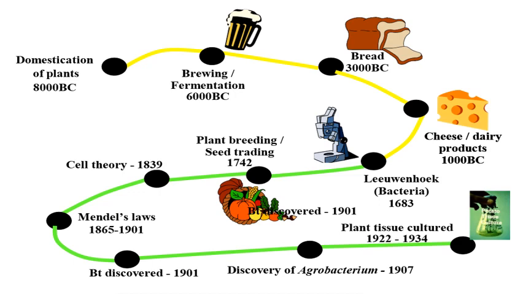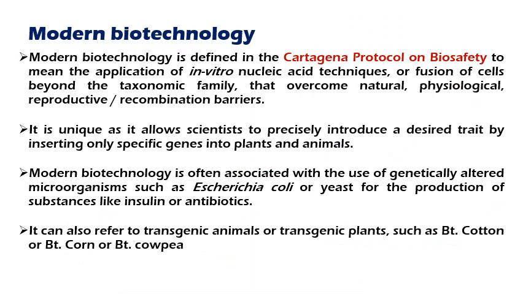Like I said, traditional biotechnology has been on for ages. Domestication of plants started around 8,000 years before the birth of Christ. And you go on, you can say by 3000 BC, you have bread production. The Egyptians were very good at that. Cheese production, plant breeding, the work of Gregor Mendel, the father of genetics, who came up with the laws of inheritance, independent assortment, and the law of segregation. They have the discovery of the Bt gene, which is from an organism called Agrobacterium tumefaciens, which is a natural plant genetic engineer.